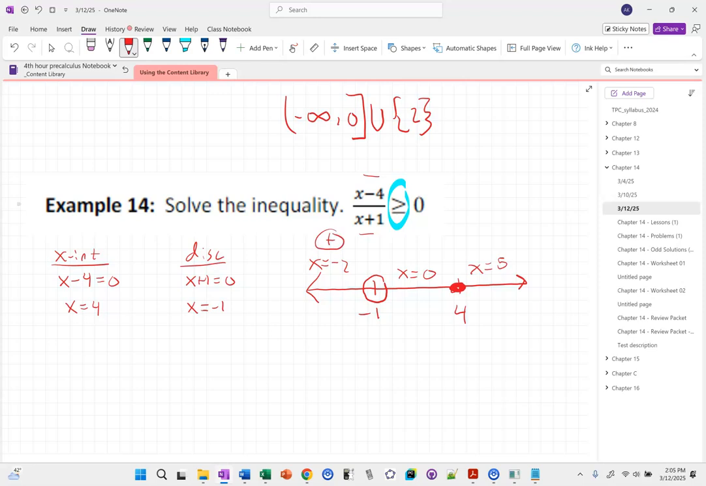When I plug the 0 in, 0 minus 4, well, that's negative. 0 plus 1, well, that's positive. Negative over positive is negative. When I plug 5 in, 5 minus 4 is positive. 5 plus 1 is positive. Positive over positive is positive. Everybody good with how I did that?